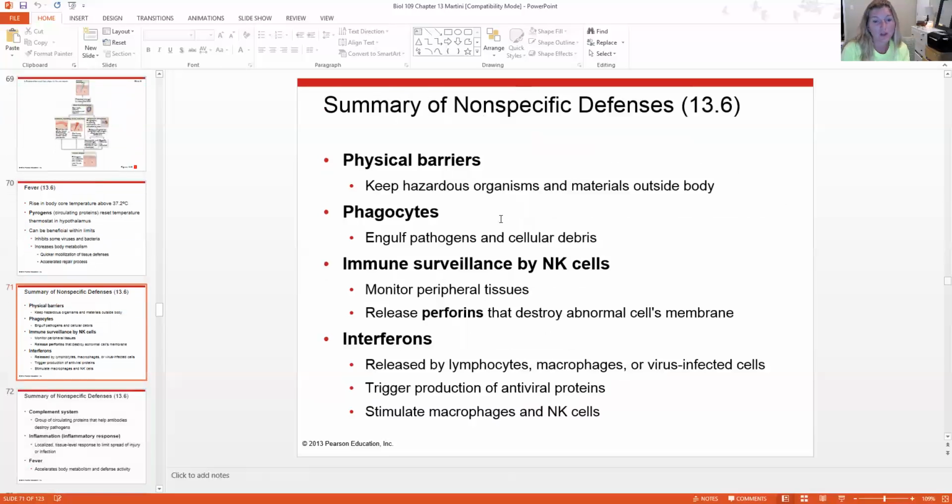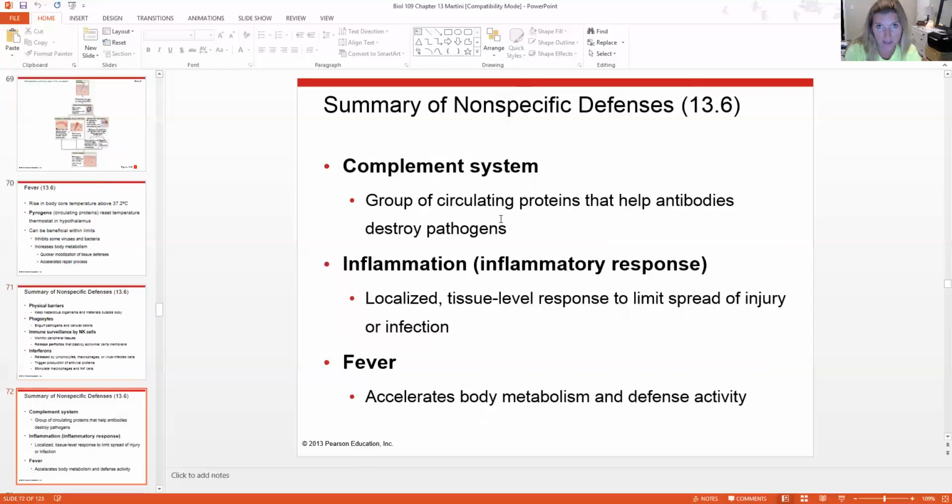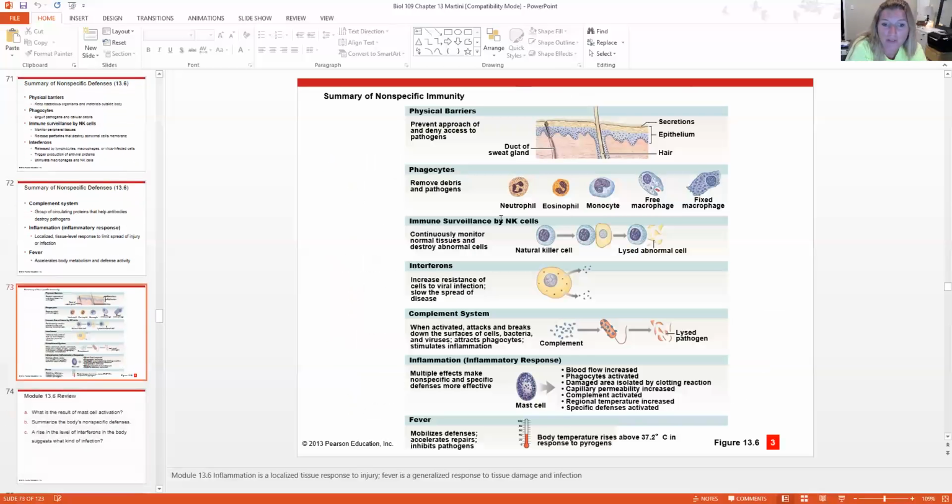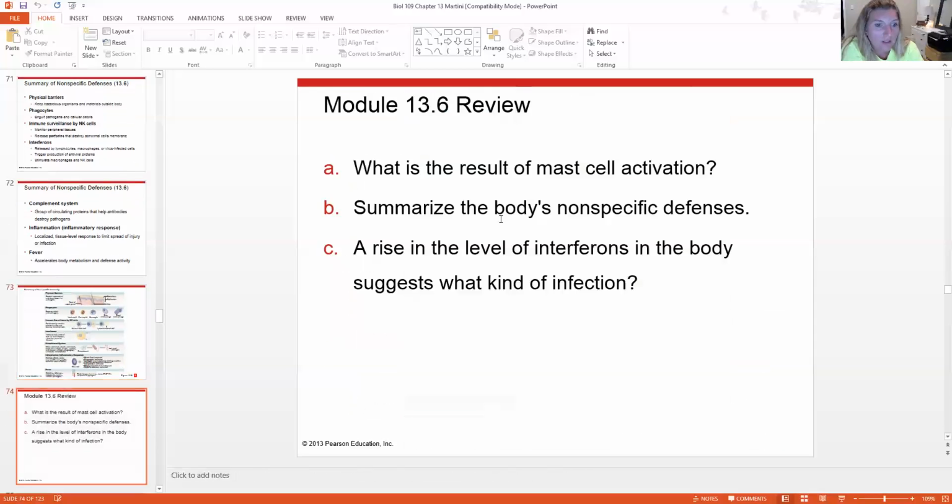So, an overall summary of nonspecific defenses: physical barriers, phagocytes, immunological surveillance, interferons, which are released by lymphocytes and basically trigger antiviral proteins. We didn't have a whole little section on that before, but ultimately they stimulate macrophages and natural killer cells. The complement system, which is just a group of circulating proteins that are going to help antibodies destroy pathogens. Inflammation and fever we've talked about. So there they all are on this nice pretty picture. You can pause the video here, go back and review.